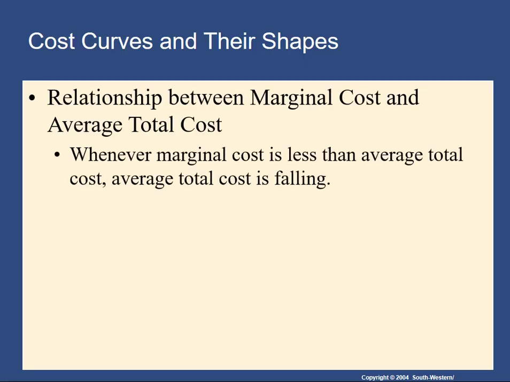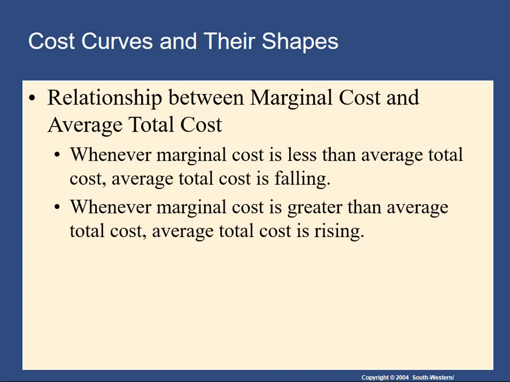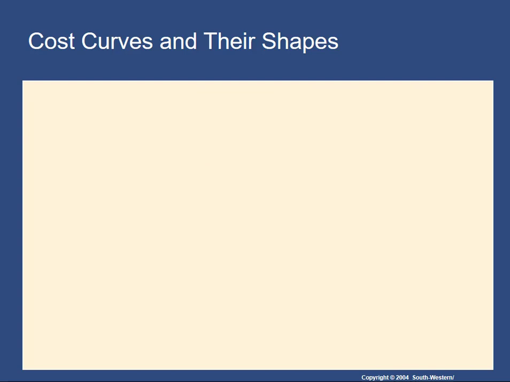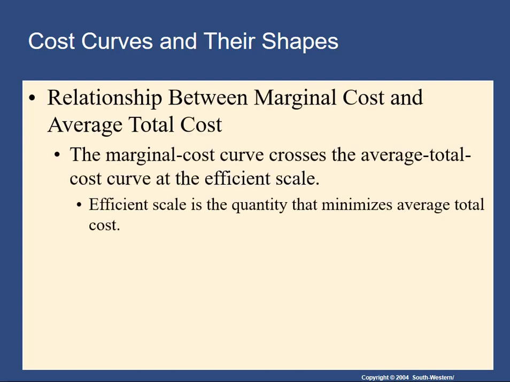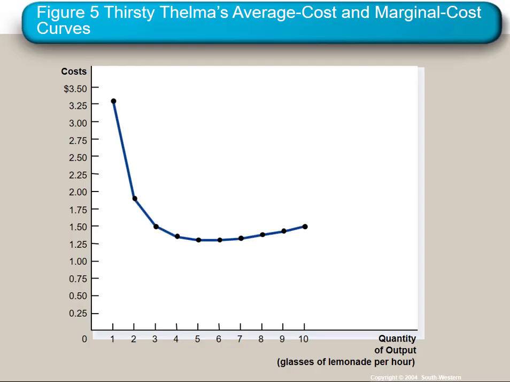So here's the relationship that I've been discussing. Whenever the marginal cost is less than the average total cost, it's going to cause the average total cost to fall. And whenever the marginal cost is greater than the average total cost, it's going to cause the average total cost to rise. And so that means that the marginal cost curve is going to intersect the average total cost curve at the efficient scale, at the quantity that minimizes the average total cost. So here's the depiction of just the marginal cost curve crossing the average total cost curve at its minimum.